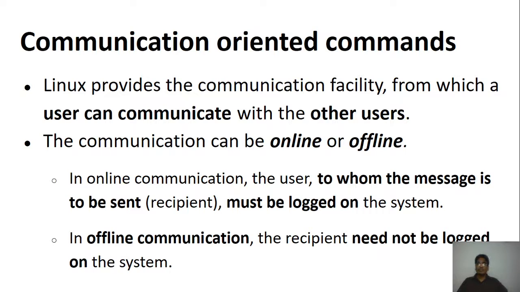There are two ways in which a user can communicate with another. One is the online mode, the other is the offline mode. What do I mean by online mode? It is when somebody has logged on to the system and is active in the system, and you want to communicate with that person who is already logged on and doing something on the system. This type of communication is called online. Whatever you send is directly available to the user.